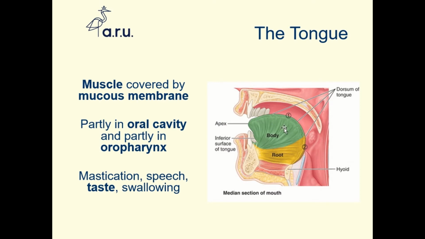The tongue has a body and a root to it, and you can see that the posterior 1/3 of the surface of the tongue, which is part of the root of the tongue, is more vertically oriented and is facing towards the oropharynx. The tongue has numerous functions, including providing the sensation of taste, and it contributes to mastication, speech, and swallowing.